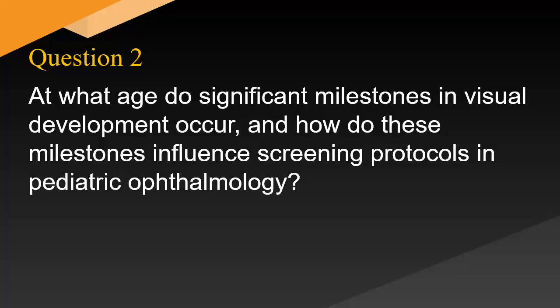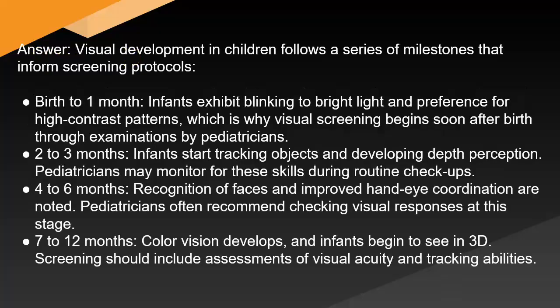At what age do significant milestones in visual development occur, and how do these milestones influence screening protocols in pediatric ophthalmology? Answer: Visual development in children follows a series of milestones that inform screening protocols. Birth to 1 month. Infants exhibit blinking to bright light and preference for high contrast patterns, which is why visual screening begins soon after birth through examinations by pediatricians.